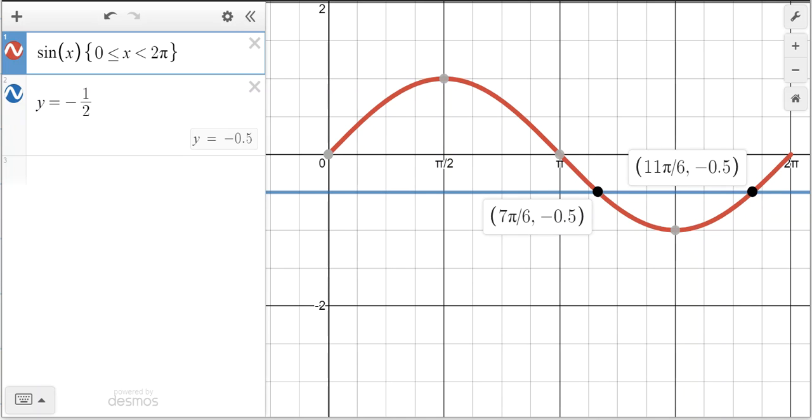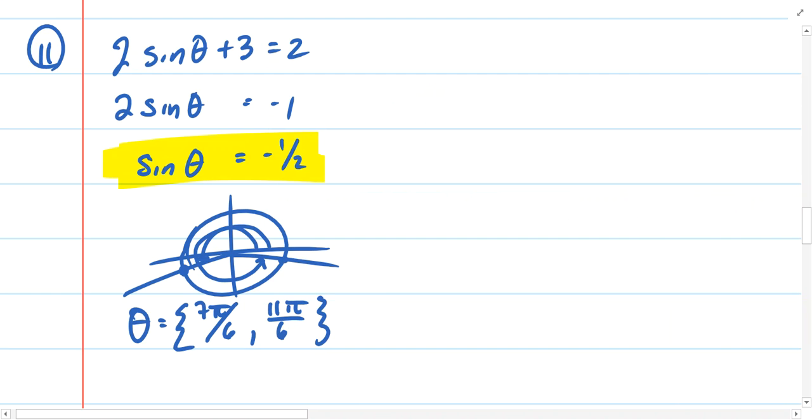And sure enough, the solutions 7 pi over 6 and 11 pi over 6 are also revealed on this graph. And so that's a nice way, if you have technology available, to find a solution. And if you practice well enough, then you might be able to use this a little bit faster than solving by hand. Personally, I think it's a bit of a toss-up, but at least it's an option.